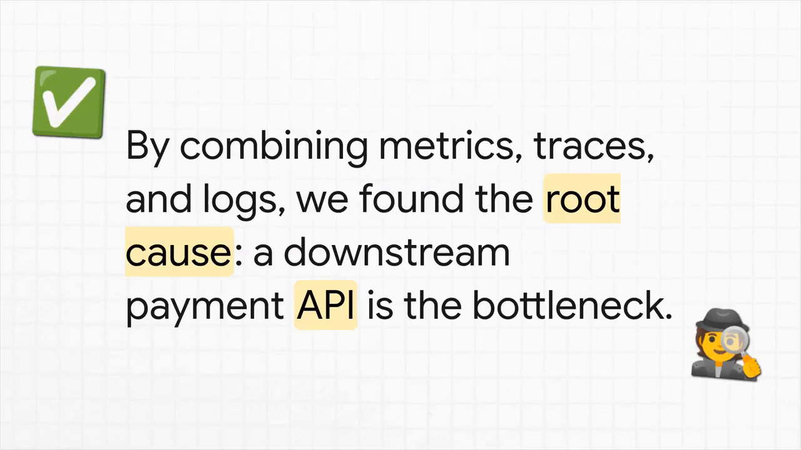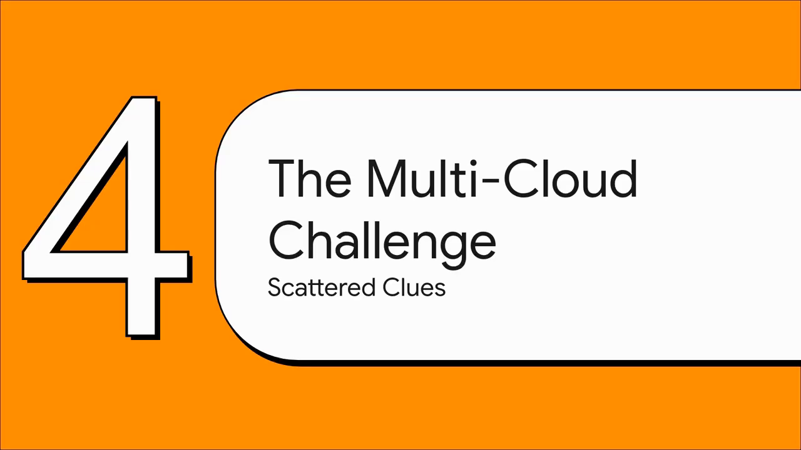The verdict is in. By moving systematically from our high-level metrics down to the specific trace and finally to the granular logs, we went from a super vague complaint of "the function is slow" to a precise, actionable root cause. That downstream payment API is our bottleneck. Case closed.